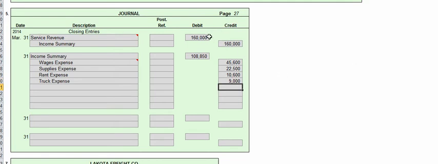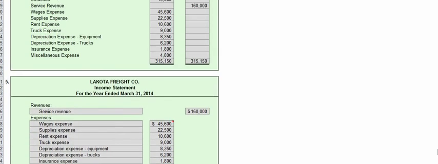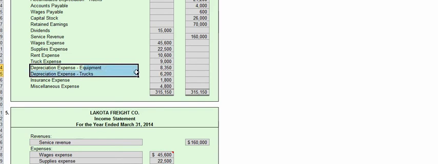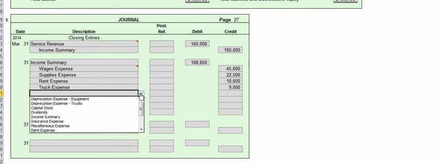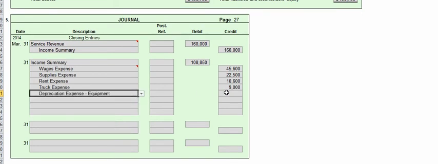See, when this gets posted to service revenue, which we'll do when we finish the entries, it'll make service revenue zero. When these get posted, it'll make our expense account balances zero. Okay, so what's next? After truck expense, we've got depreciation expense on equipment, debit balance for $83.50. So we'll credit it for $83.50 to zero it out.